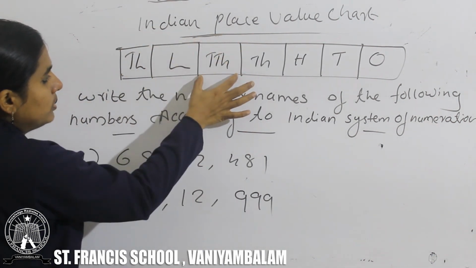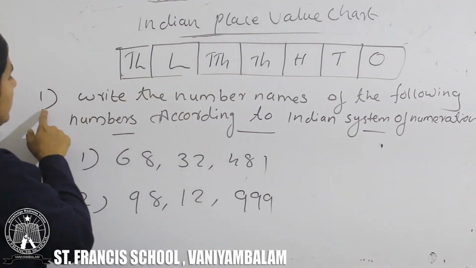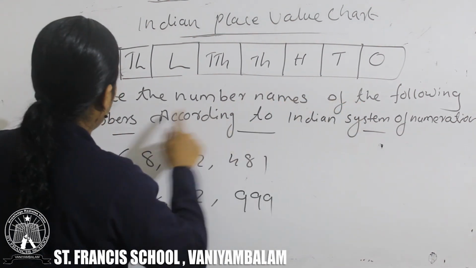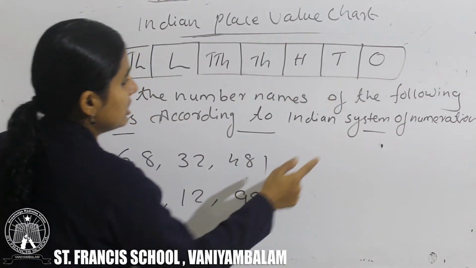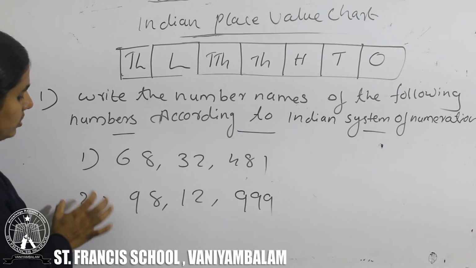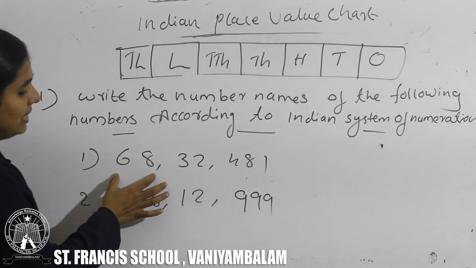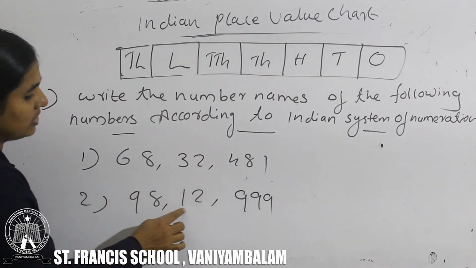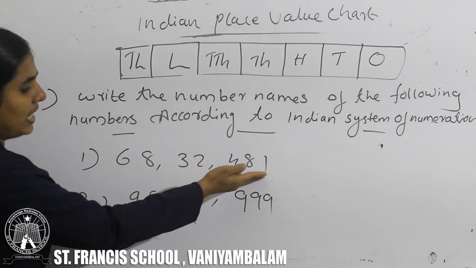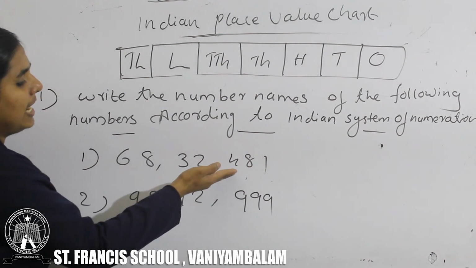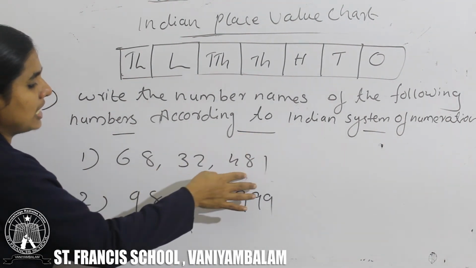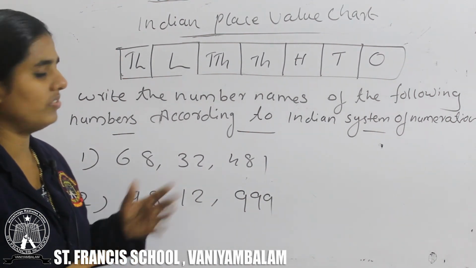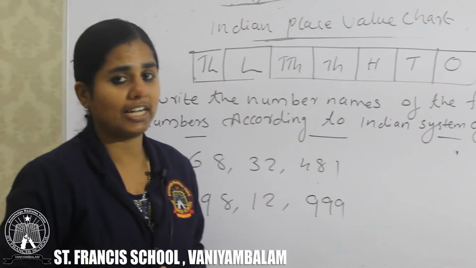Below this you want to draw this picture, then after that you write your questions: write the number names of the following numbers according to the Indian system of numeration. Here I wrote 2 questions: 68,32,481, then 98,12,999. Okay, look, write the place value chart, below that chart you write the digits, then find the number names of these digits. Okay, I hope you understand.